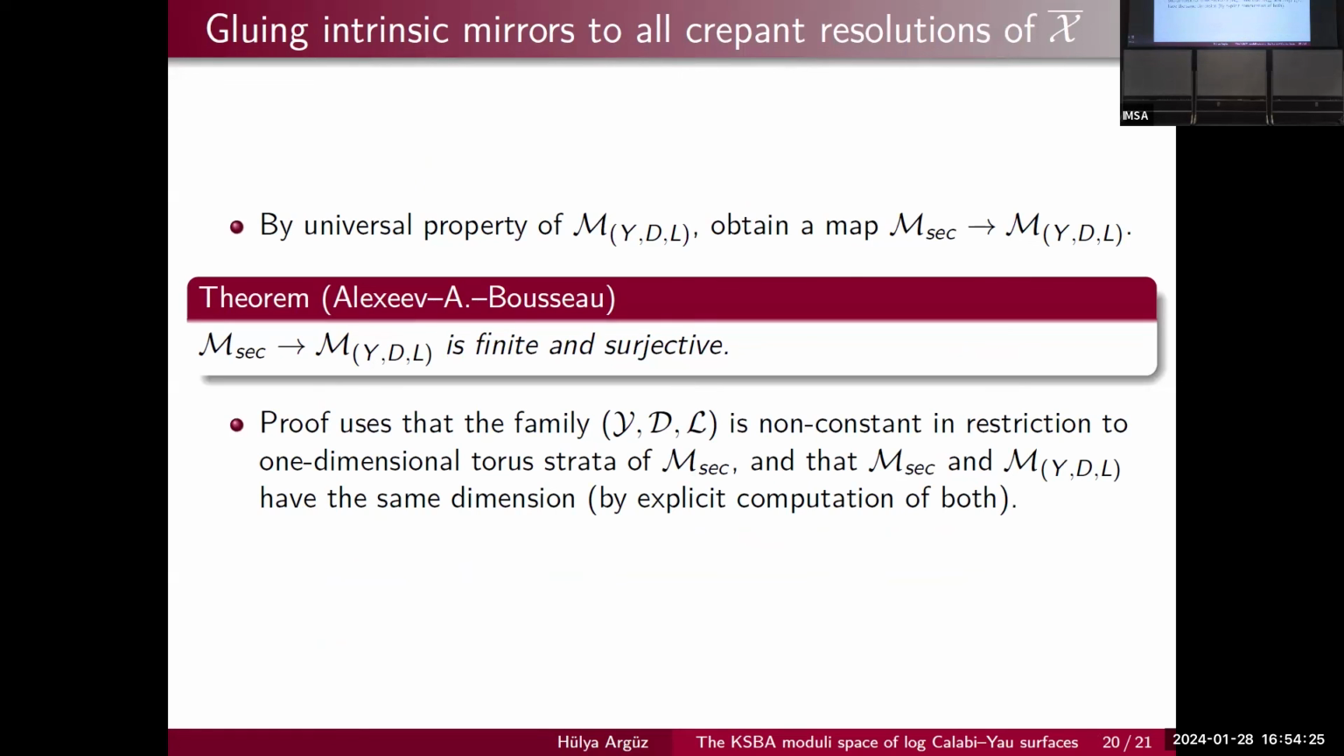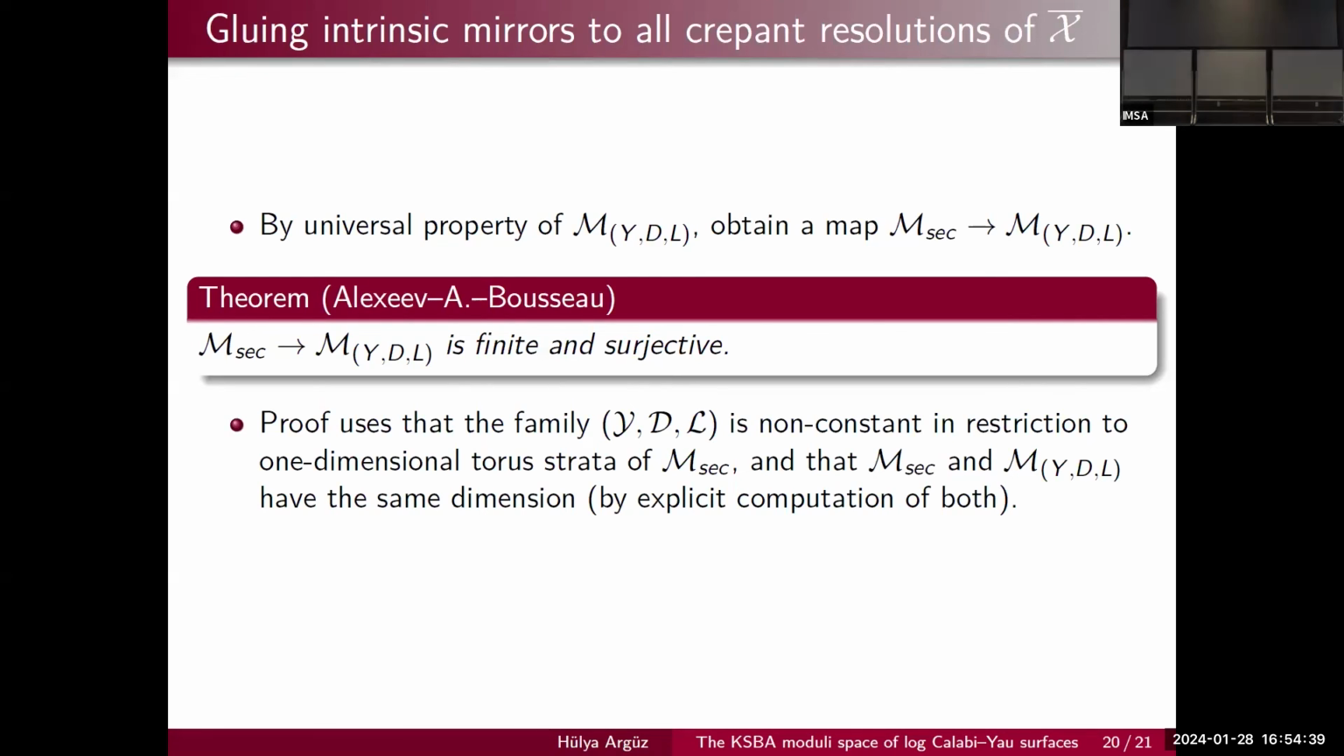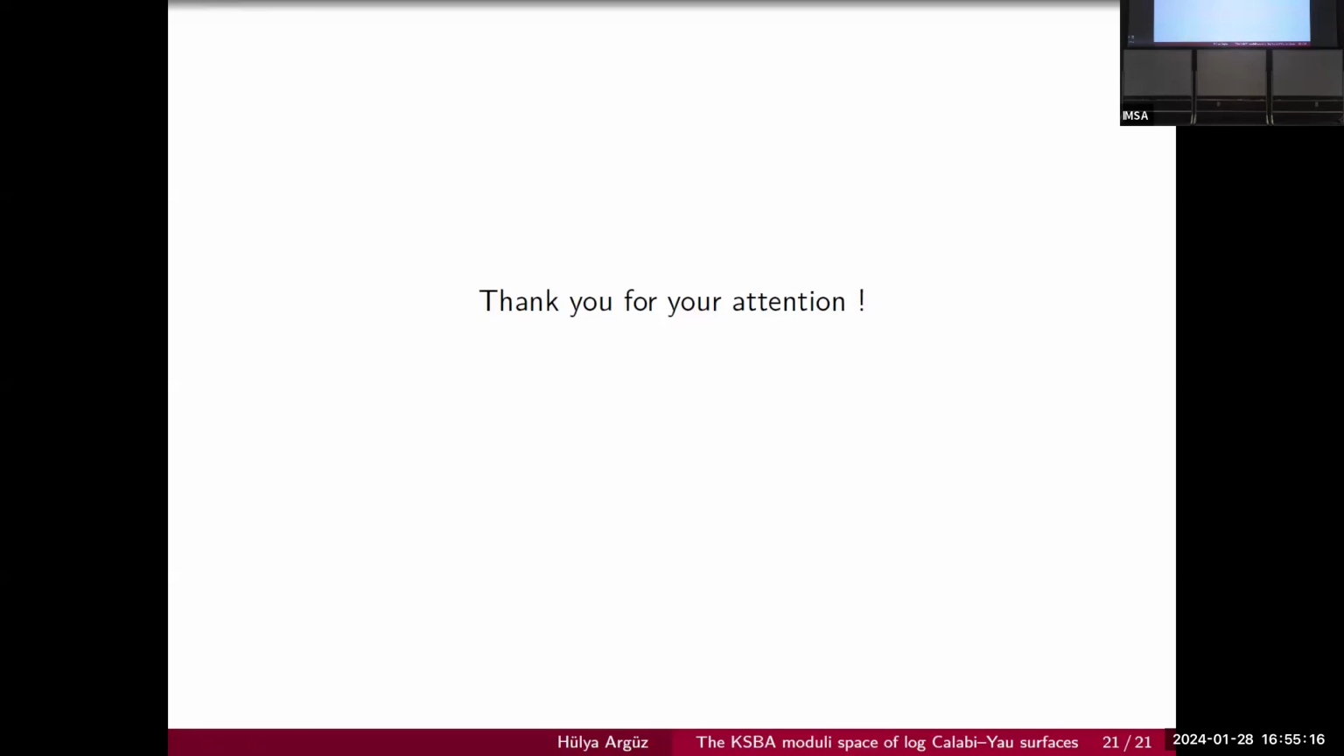Am I writing this in the right order, right? Sorry. Such that it is finite and surjective. To show finiteness, we use this idea that already appeared in the paper of Hacking and Hülya: that over the base of a one-dimensional stratum, the family is not constant, which has to do with the identifications we make if we have flops. This shows injectivity roughly, and then we calculate the dimensions and show surjectivity, so we get this finite cover. And thank you for your attention. This was it.